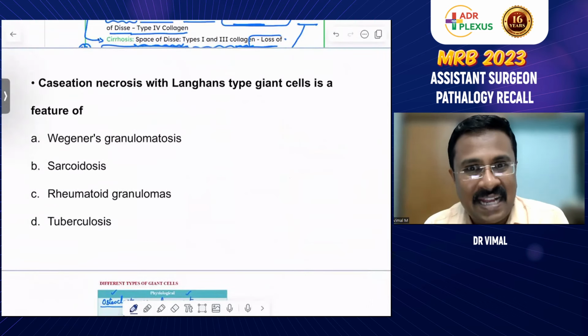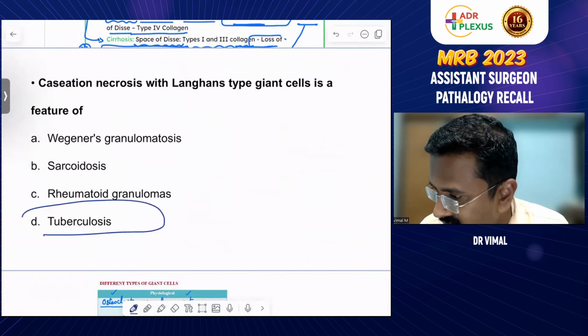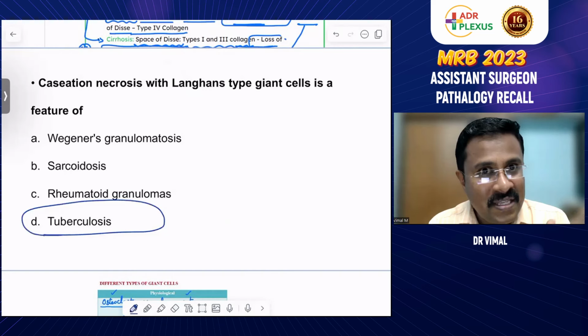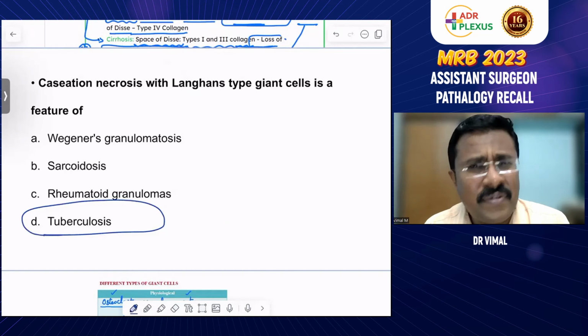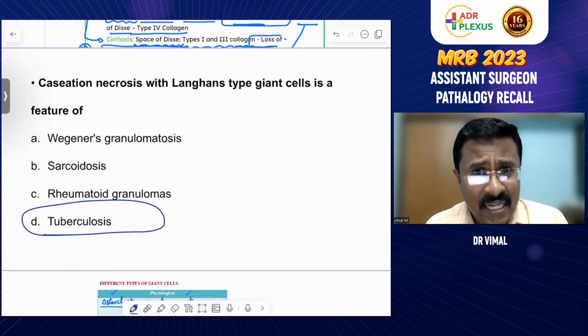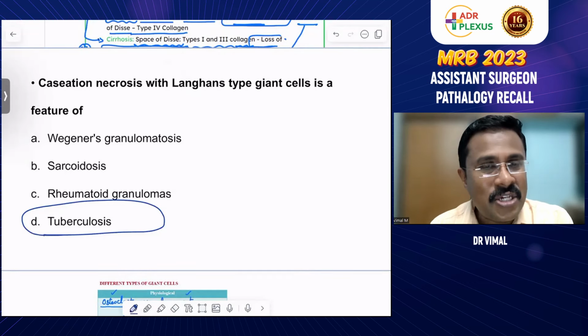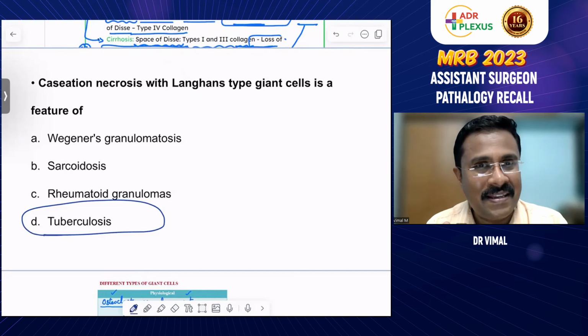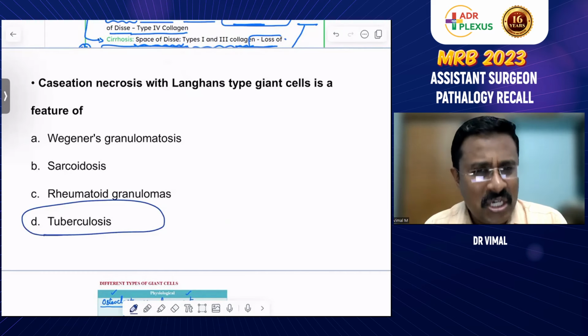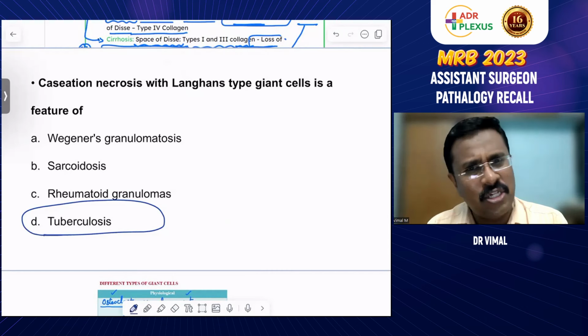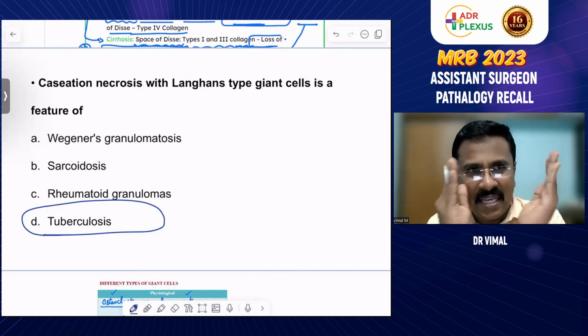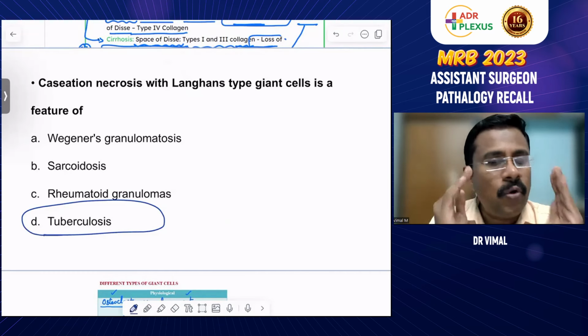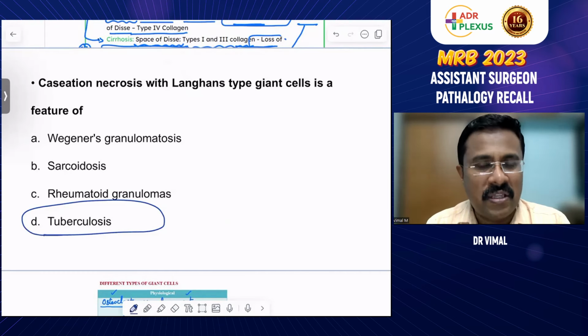Caseation necrosis with Langhans type of giant cells is a feature of? Yes, obviously it is tuberculosis. Tuberculosis is also a cause of this caseating granuloma. And guys, do you remember what are the causes for the non-caseating granuloma? Remember sarcoidosis, Crohn's disease, Hodgkin lymphoma. These are the common causes for non-caseating granuloma. Tuberculosis very rarely can cause non-caseating granuloma, but usually it causes caseating granuloma. So both caseation necrosis and Langhans point to a diagnosis of tuberculosis.